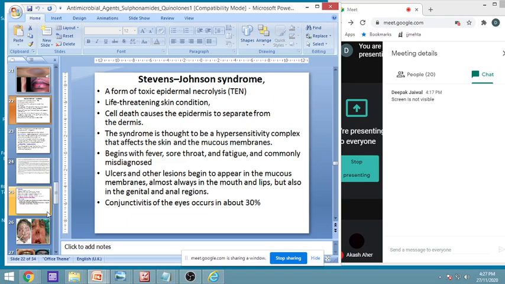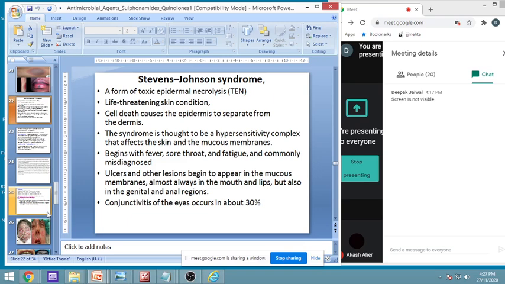It can cause cell death of various epidermal cells, and they separate from the dermis. Since the epidermis is separated from the dermis, we call it exfoliative dermatitis. Just now I told you the syndrome is thought to be a hypersensitivity complex that affects skin and mucous membrane. It begins with fever, sore throat and fatigue, and is commonly misdiagnosed, because many times people already have fever, sore throat, etc. because of infection, and therefore initially it is not diagnosed.